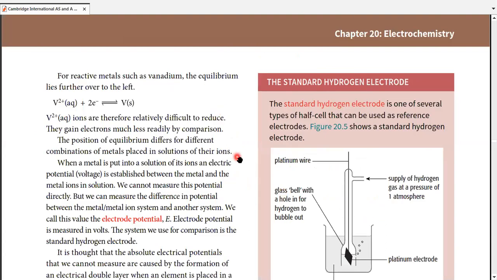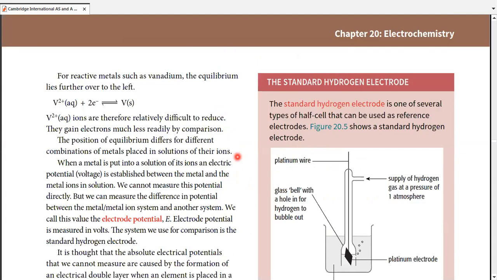For a reactive metal. O Levels chapter number 8, Reactivity of Metals. For reactive metals such as vanadium, the equilibrium lies further over to the left. I've already explained that with examples. For example, I talked about sodium, potassium, calcium, magnesium.